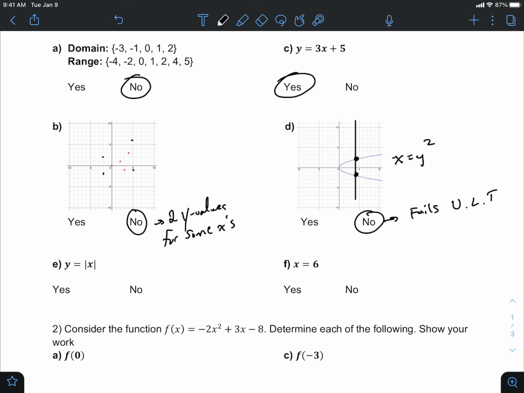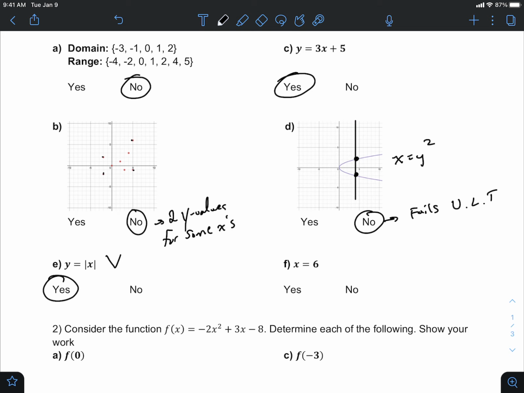Okay, and then we saw this graph. Some of this is a little expectation that you know what these graphs look like, but we know that this is the V, right? And passes. So if I drew vertical lines on this for every domain, I'm going to get 1 unique y. Okay, so that's going to be a function.